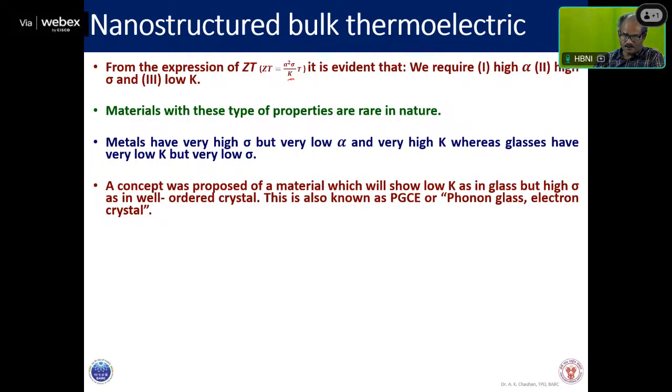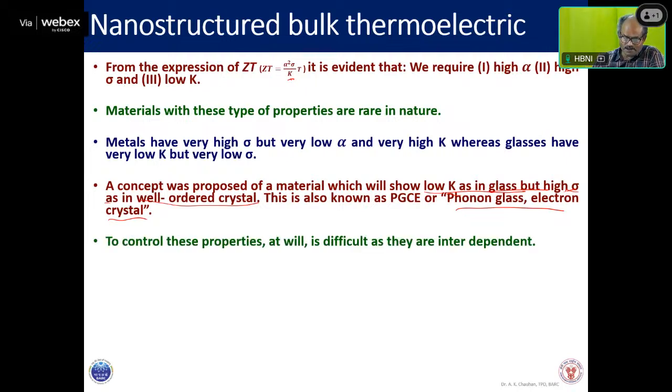So a concept was proposed where the material shows low K, just as in glass, but high sigma, as in well-ordered crystals. And this kind of material is called PGEC, or phonon glass electron crystal.